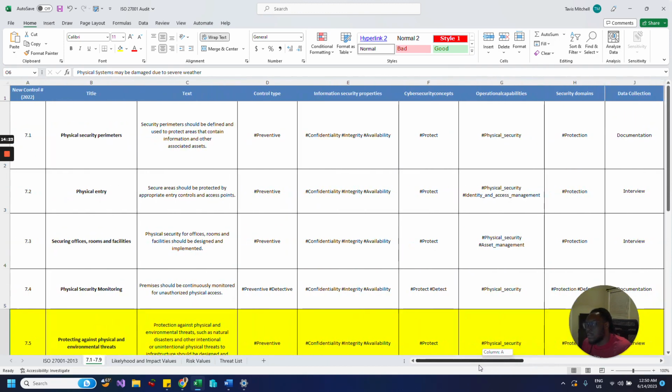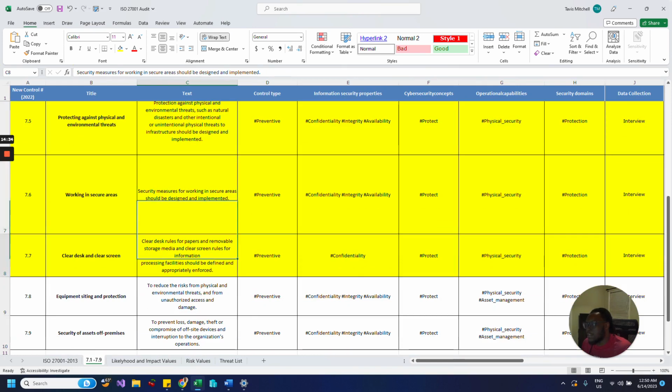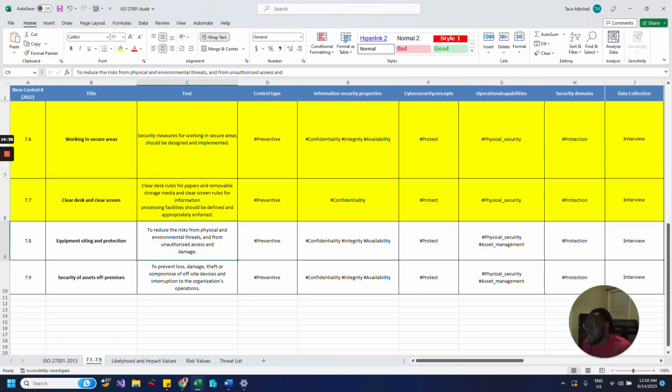Okay. International Organization for Standardization controls, guys, are really simple. Okay. I feel like they're worded better than some of NIST 800-53's controls. Okay.